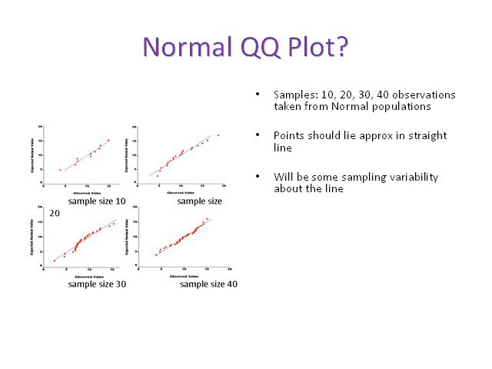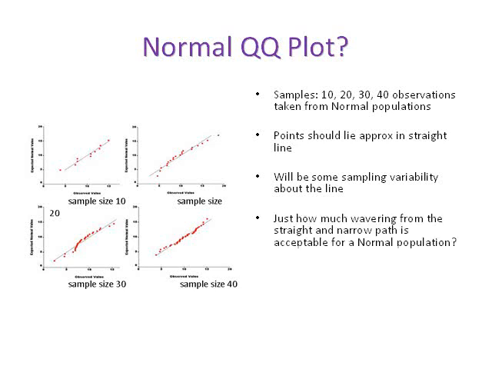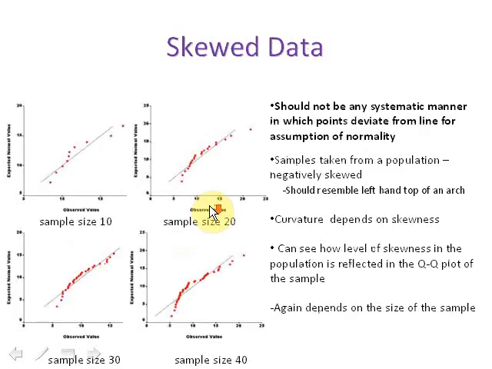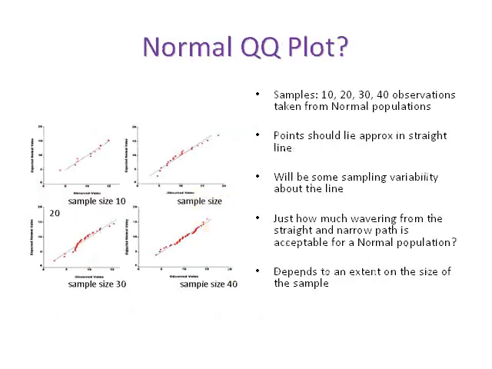It's not a red flag that comes up and says, this is definitely not normal, or a green one that says this is normal. It's a visualization, but it's a very powerful visualization, and it's very widely used in statistics. Just how much of this wavering around the line is acceptable is difficult to say. It depends to an extent on the size of the sample and things like this.